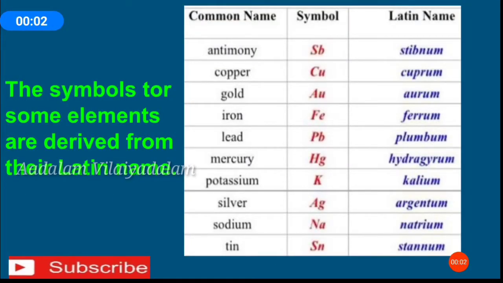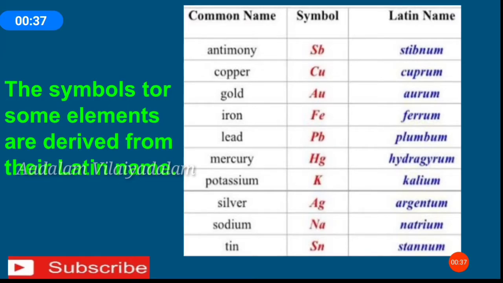The symbols for some elements are derived from their Latin names. Here are some examples. Antimony, its symbol is Sb. The Latin name is stibium. Copper symbol is Cu. Its Latin name is cuprum. Gold, Au, aurum. Iron, Fe, ferrum. Lead, Pb, plumbum. Mercury, Hg.